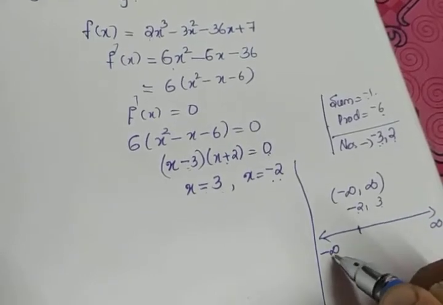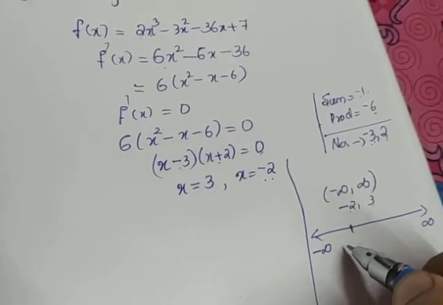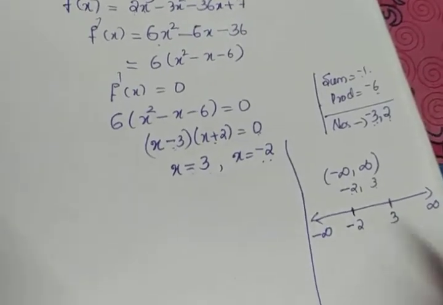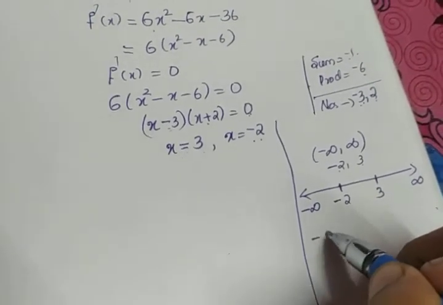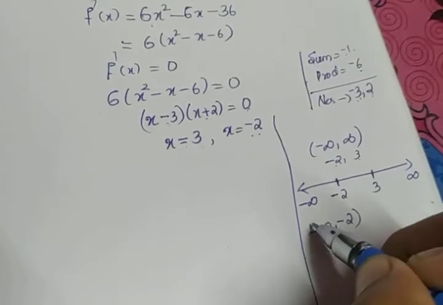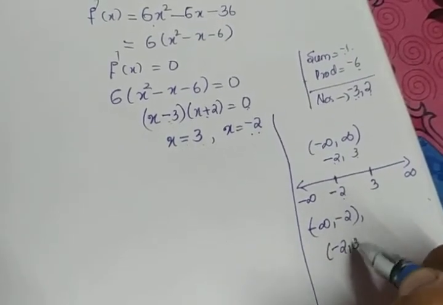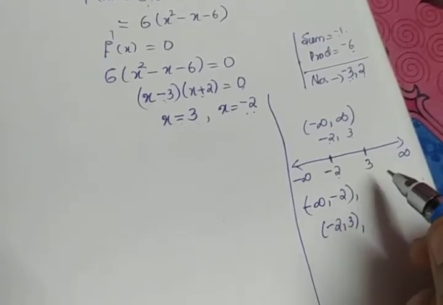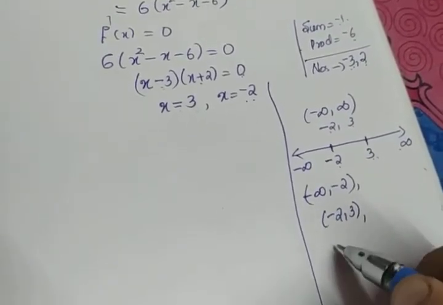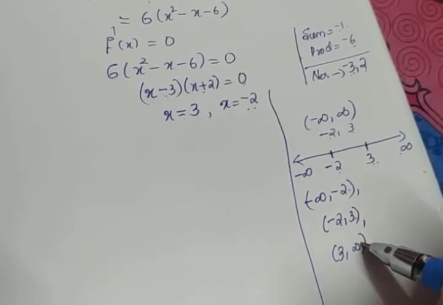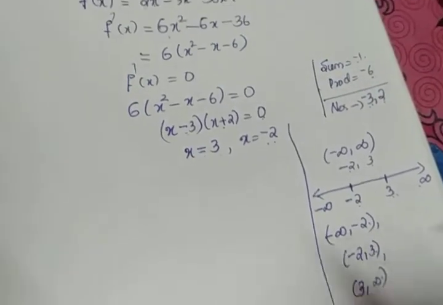To the nearer part of negative infinity, mark minus 2, and as the next one, mark 3. So which are the intervals here? Minus infinity, minus 2, one interval. Then minus 2, 3, the second interval. All the intervals are open intervals. And there is a third one, 3, infinity. Here we have to check in which intervals the function is strictly increasing or strictly decreasing.